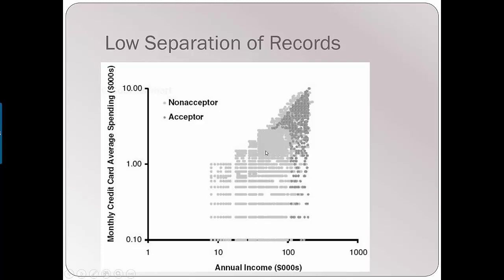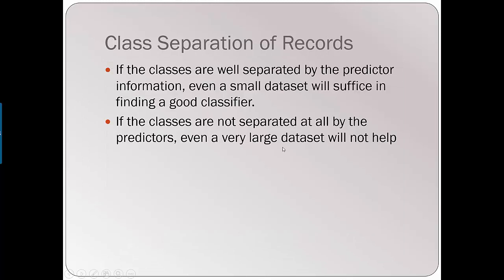So in these cases, even if you have large data sets, you may not be able to come up with a good classifier. So how good a classifier turns out to be sometimes is based on the underlying data, how well separated the classes are within the predictor values. So what we need to do is to come up with the best possible model given the constraints of the data itself.